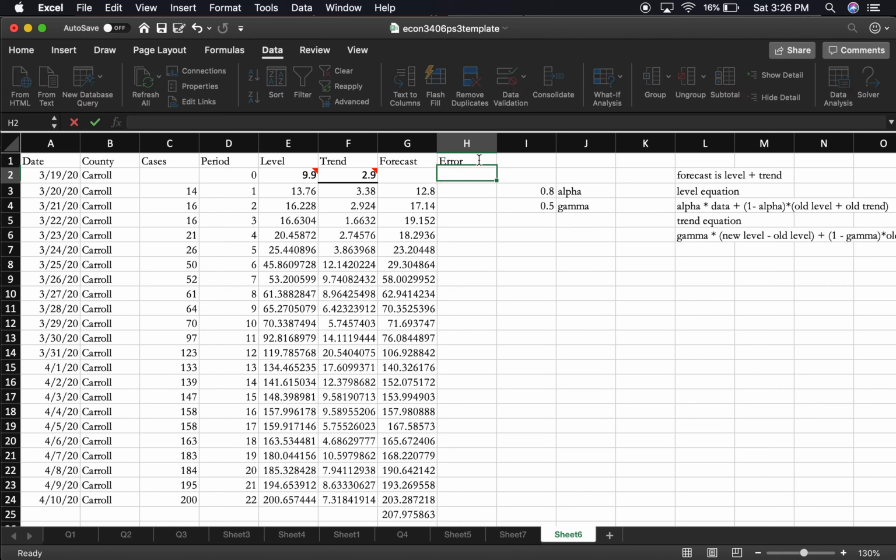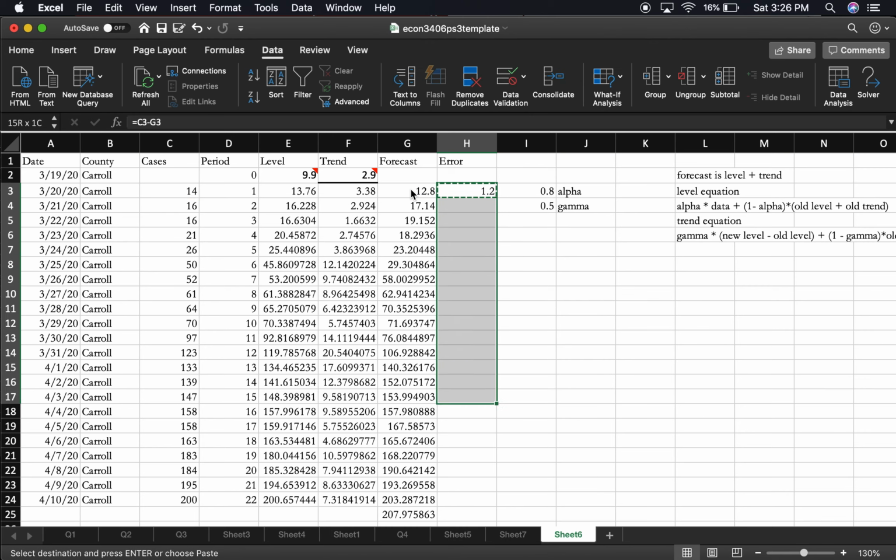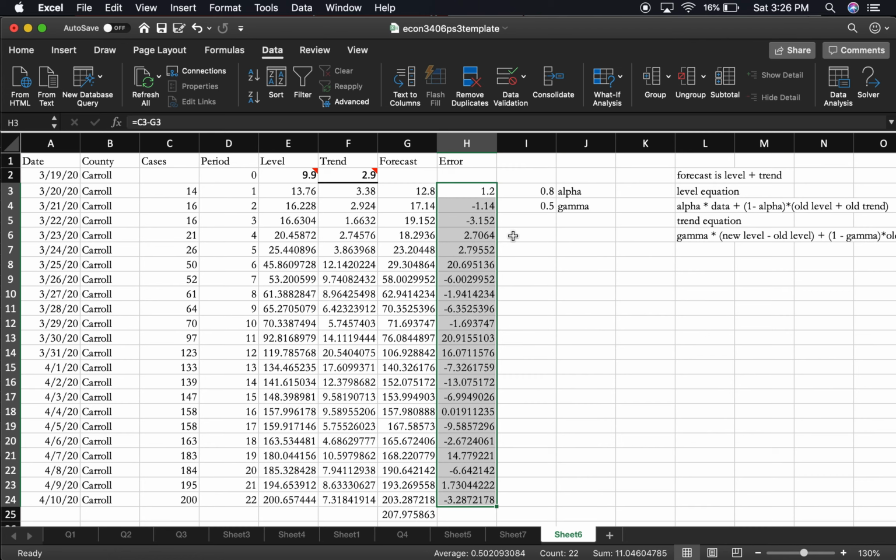Let's take a look at how this model does at predicting COVID cases in Carroll County. Let's just take a look at the error. We take the data minus the forecast, and you can see the error over time. So the double exponential smoothing model did not predict the jump on the 25th very well, but it accounted for it quickly. It didn't predict the jump on the 30th very well, but it accounted for it very quickly, and for the most part, it has mirrored the data very well.